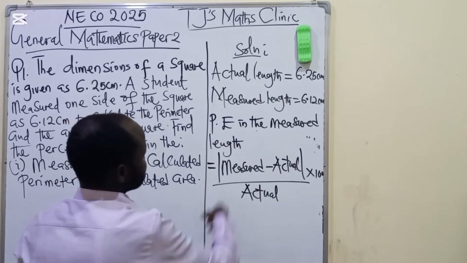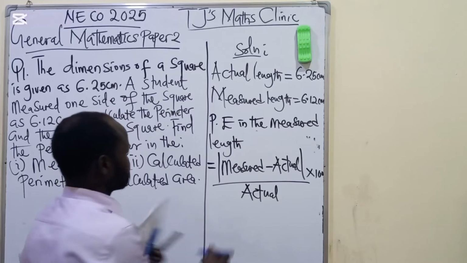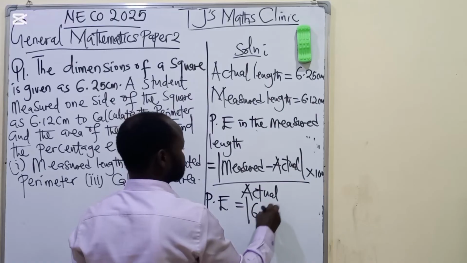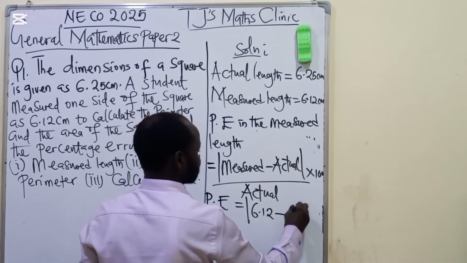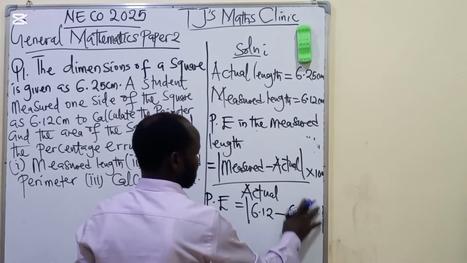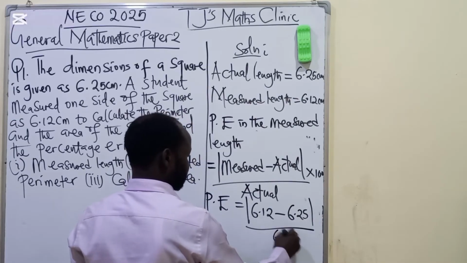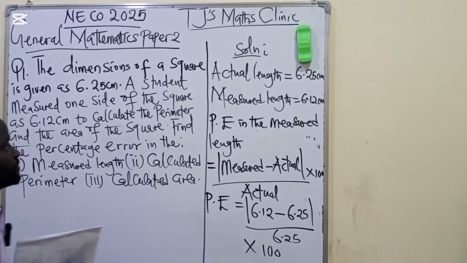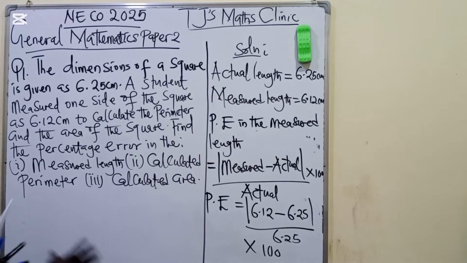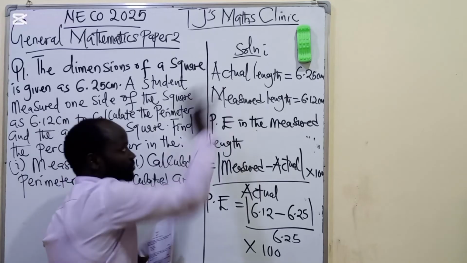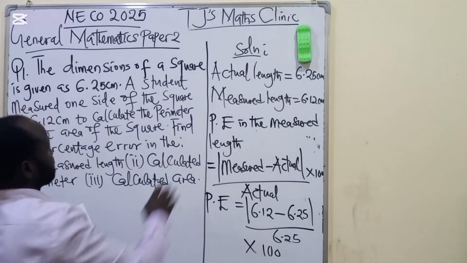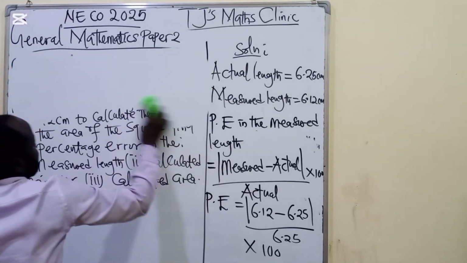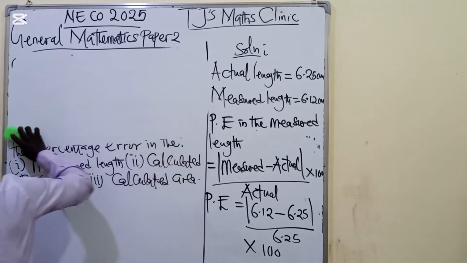Very important. From the question, the measured length is given as 6.12. So the percentage error will now be the absolute value of 6.12 minus 6.25, divided by the actual, which is 6.25, of course, times 100%. So whatever we have here will be the percentage error in the measured length. That will be the solution to Roman numeral 1. Permit me to clean this part of the question so that we can solve for that other aspect.